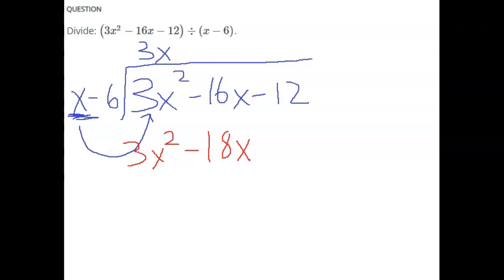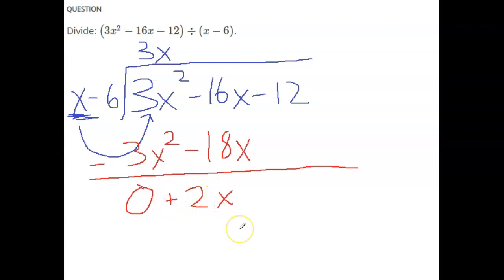All right. What we do here is, just like with long division, we subtract. And this can be tricky because you have to pay close attention to your positive and negative signs here. The first term should always cancel out. If you've done this correctly, 3x squared minus 3x squared is 0. That's what you should always get. Now really pay attention to our negatives. We have negative 16x minus negative 18x. So minus a negative, that'd be like adding 18, which would give me a total of positive. So I'm going to just write plus 2x.